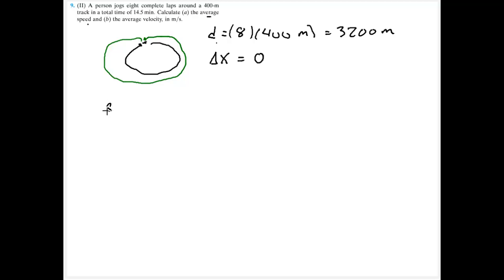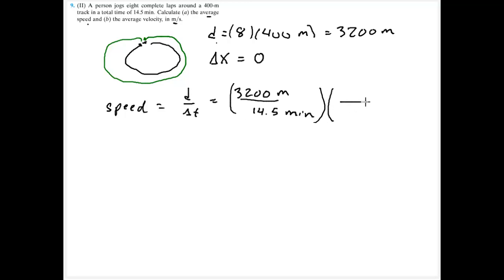Now, the average speed is going to be equal to the distance that you travel divided by how long it took you to do that. So that's going to be 3,200 meters, and we're giving our time as 14.5 minutes. Now we're asked to give the answer in meters per second. Here you see I'm going to have meters per minute, so I need to go ahead and convert these units.